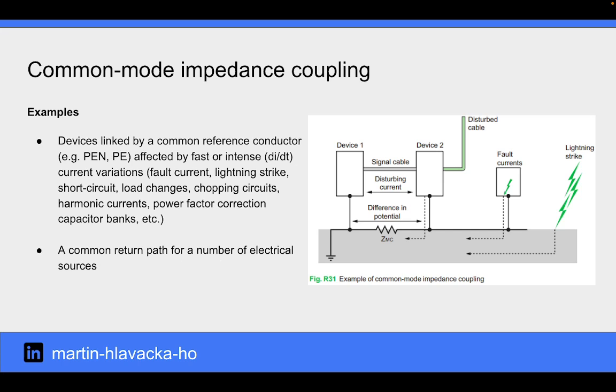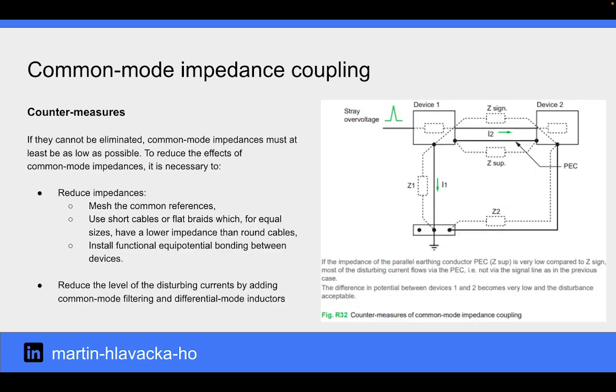Common mode impedance coupling occurs when devices linked by a common reference conductor are affected by fast or intense current variations, or there is a common return path for several electrical sources. If they cannot be eliminated, common mode impedances must at least be as low as possible.